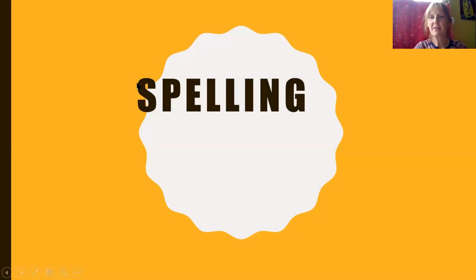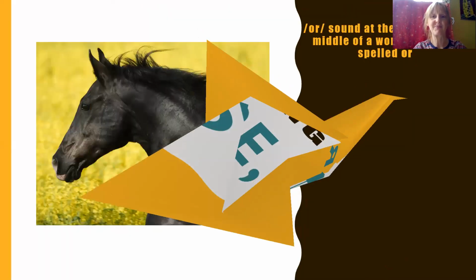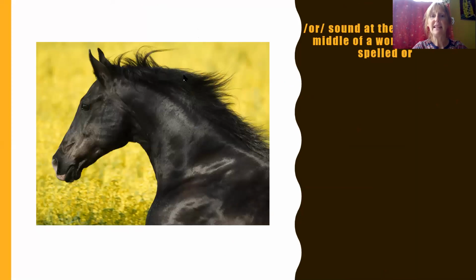This week we're going to be talking about the sounds OR and AR. OR is spelled two different ways, O-R and O-R-E. AR, like in car, is always spelled A-R. The OR sound at the beginning or the middle of the word is usually spelled O-R.